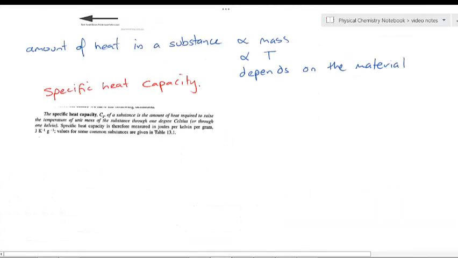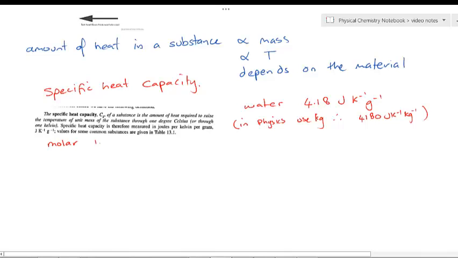This dependence on the type of material is called specific heat capacity and is measured in joules per Kelvin per gram. And there's a nice little definition which I'm just going to cut and paste to put into my notes. So the specific heat capacity is the amount of heat that's required to raise the temperature of 1 gram of the substance by 1 degree. In physics, we often talk about it in terms of kilograms. Water in chemistry is 4.18 joules per Kelvin per gram. In physics, this same substance would be measured in kilograms, which is the SI unit, and that would be 4,180 joules per Kelvin per kilo.